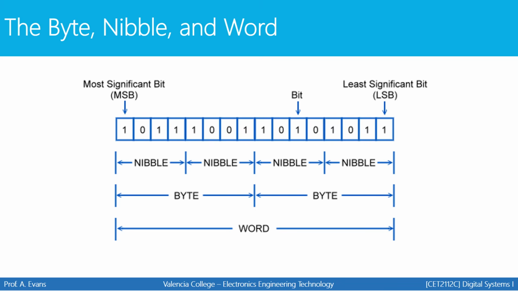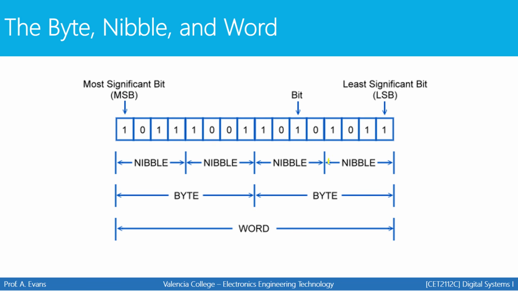A couple of other terms that we'll use when referring to binary numbers. 1 digit is called a bit. You've heard me say that a few times. A single digit is called a bit. So a 0 or a 1 is called a bit. When we look at a string of bits written out, the number on the far left is your most significant bit, MSB, most significant bit. The number on the far right is your least significant bit.